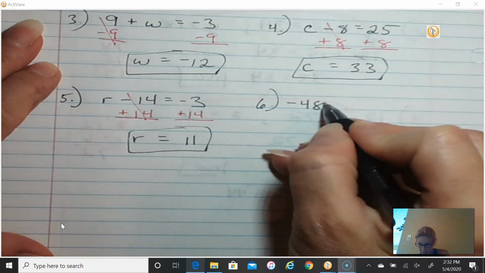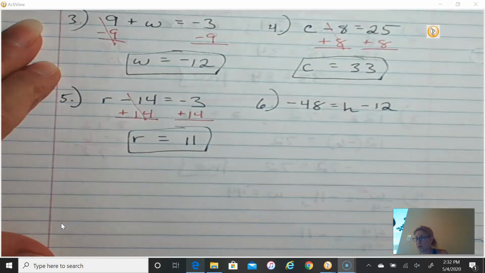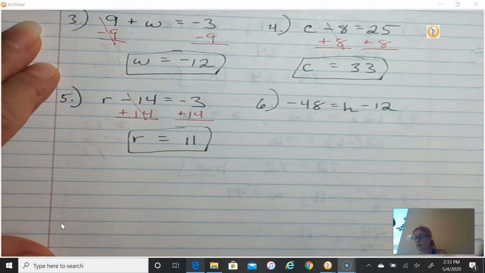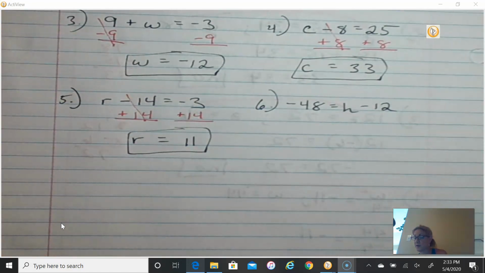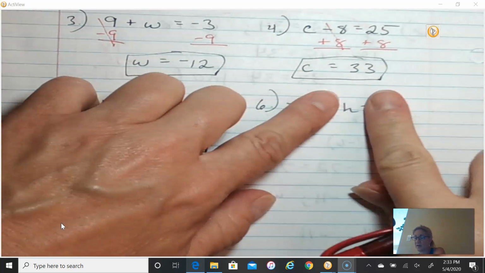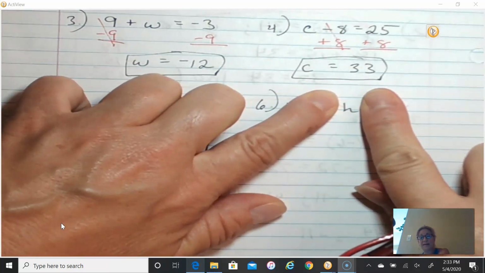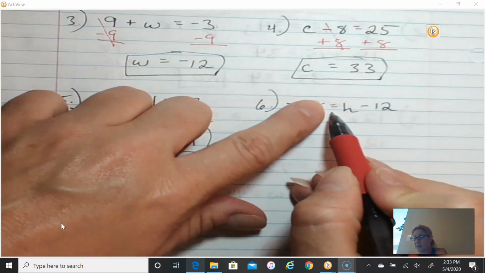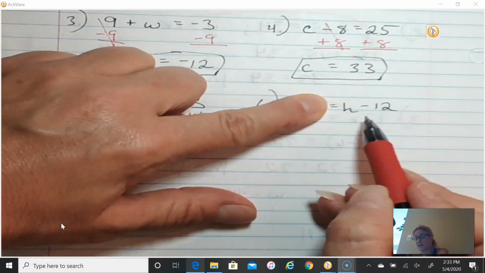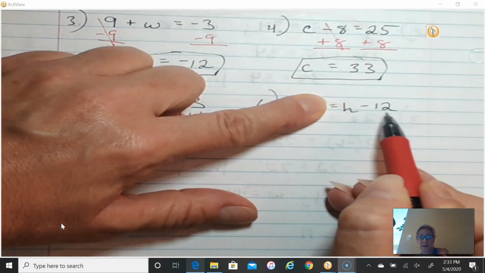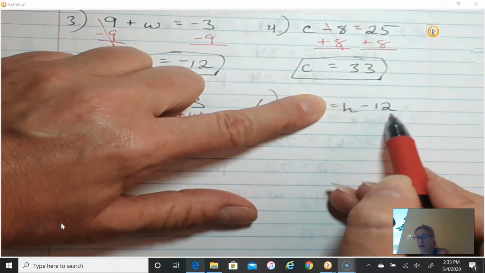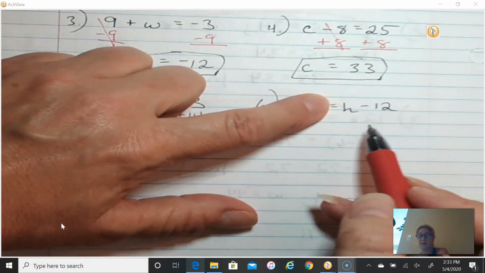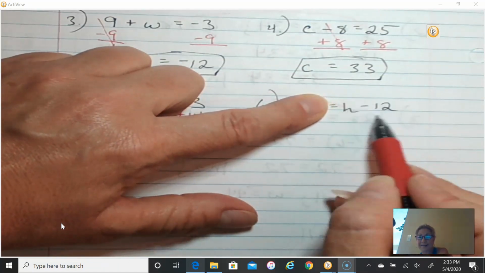Okay, -48 equals h minus 12. Oh my, it's on the other side of the equal sign. Okay, so what's the variable? H. Okay, so there's h. We want to get it all by itself. This time the equal sign or the front door is right here. So in your house, it's you and -12, the intruder. We have to get rid of that -12 and take it over here to the -48. Even if it's on the other side, you're the one being attacked.